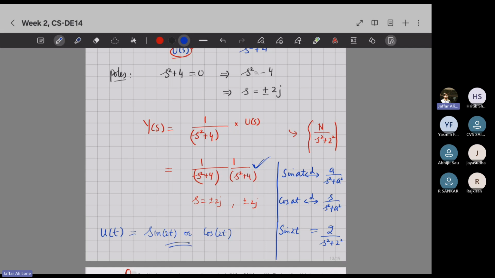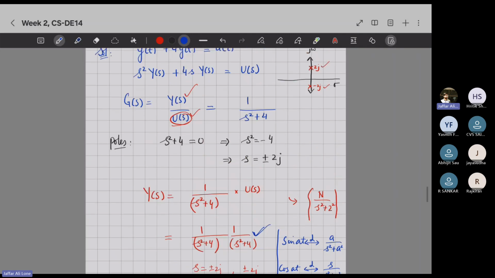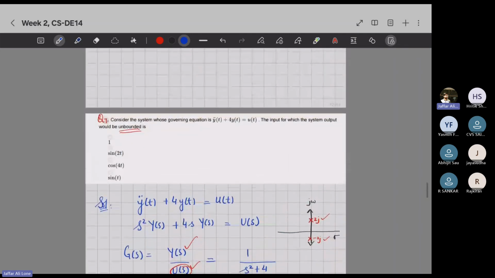And when the poles are repeated on the imaginary axis, my system becomes unstable. When my system is unstable, that means my output in that case will be unbounded. So from the options, we can see only sine 2t fits the answer. It means sine 2t is the correct answer. If you put any of the other options, you will not get repeated poles for any of these inputs, right? This is one answer.